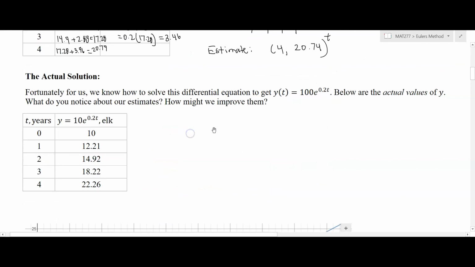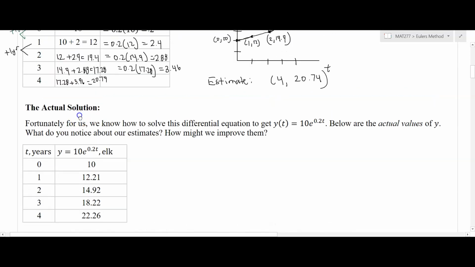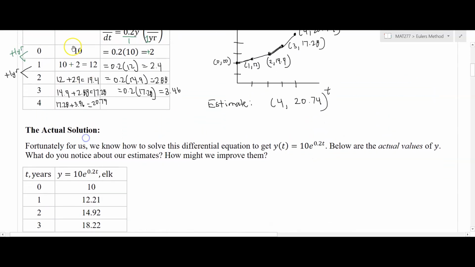So the actual solution that we'll get is 10e^(0.2t). So you can go ahead and try to do the separation of variables on that, see that that's what you get. And below are the actual values of y. So the thing that we notice about our estimates is that, first of all, here initially, if we compare time 0, those are the same, because that's a given, so that's not anything we're estimating.